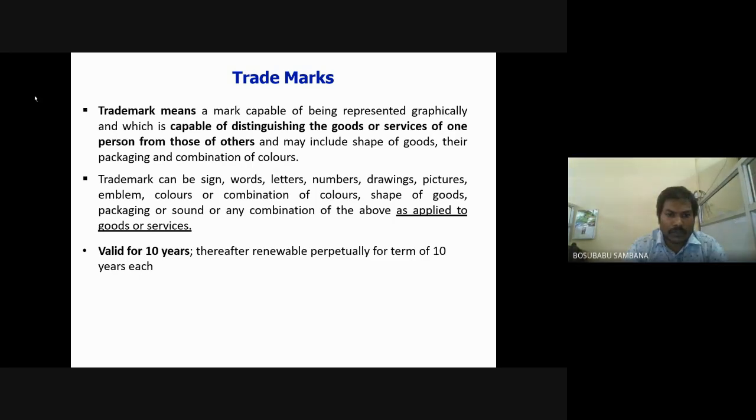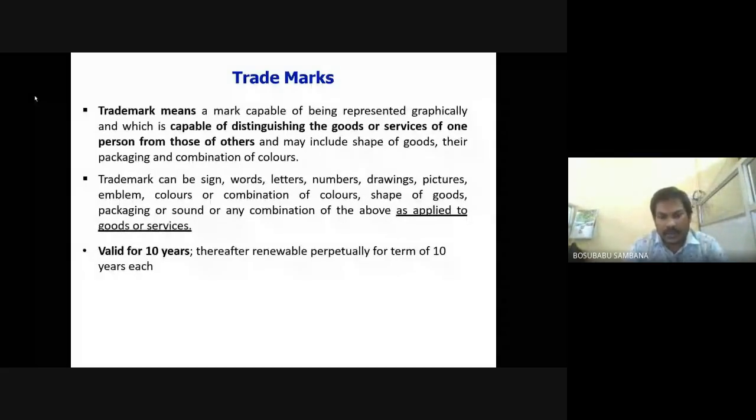If you want, you can also design your institutional logo. There are some criteria and an application process for that: colors, combinations of colors, shapes, and sounds. Here, sounds specifically are different, music is different, or any music is copyrighted, or any combination of the above applied to the goods or services. It is completely valid for 10 years.